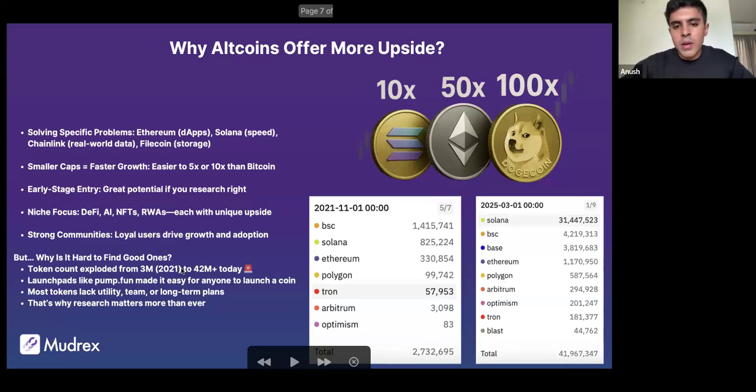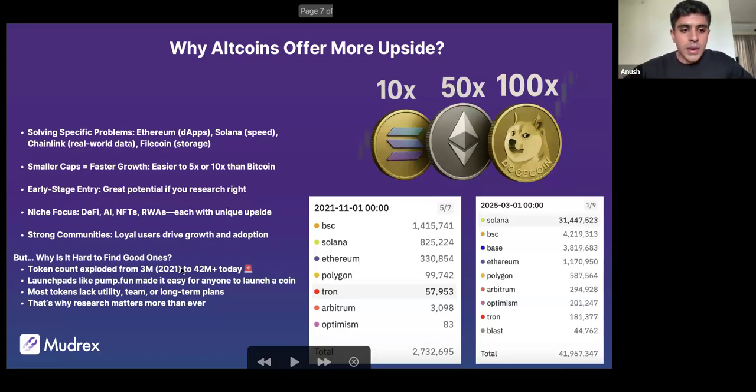So unlike Bitcoin, which is mostly used as a kind of digital gold or a store of value, altcoins are often focused on building actual products and services. And if those services get adopted, the tokens that actually power them grow very, very quickly in value, right?